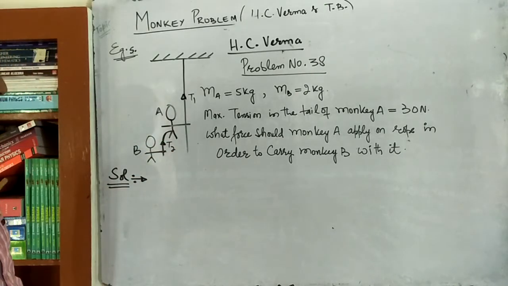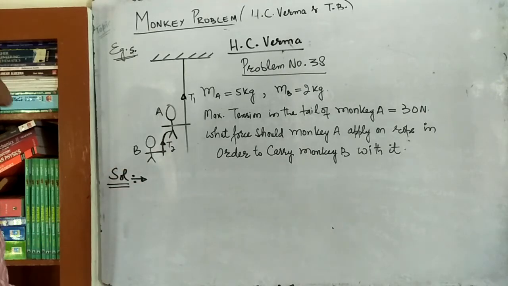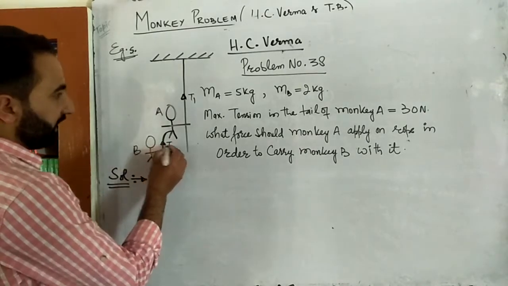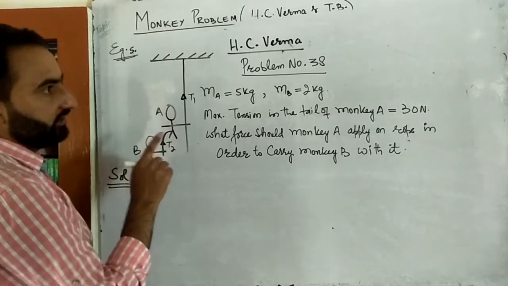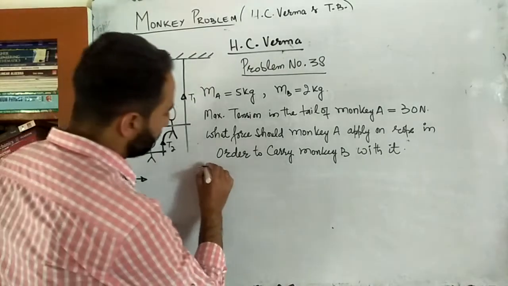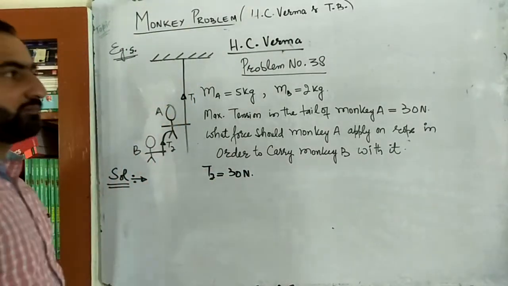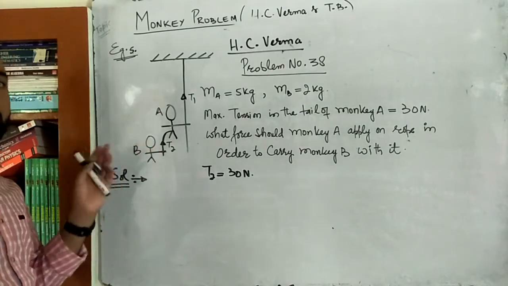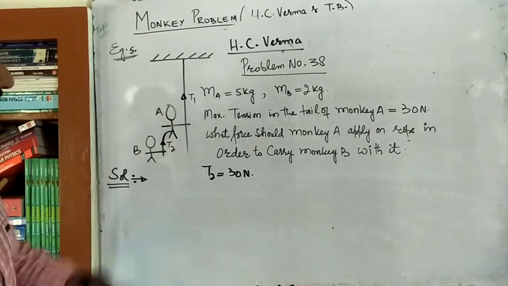So the mass of monkey A is given to you, that's equal to 5 kg, and MB, its mass, is equal to 2 kg. Now the question is like this: the maximum tension in the tail here, that means T2, is given to us. Maximum tension in the tail of monkey A is equal to 30 Newton. Here I will write down that T2 is equal to 30 Newton. The maximum tension implies that if the tension in the tail increases, then the tail will break. So the maximum tension which the tail can withstand is 30 Newton. ठीक है ना बेटा?